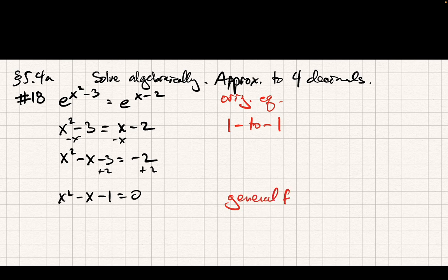What does general form mean? It's ax squared plus bx plus c. I can get a from this, I can get b from this, and I can get c from this. But this is general form because it is written in decreasing order of exponents.